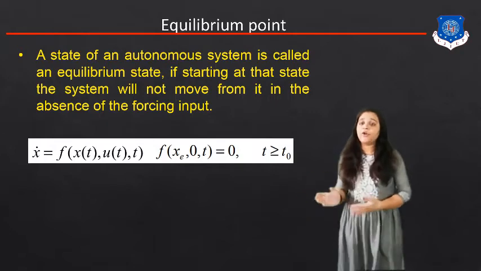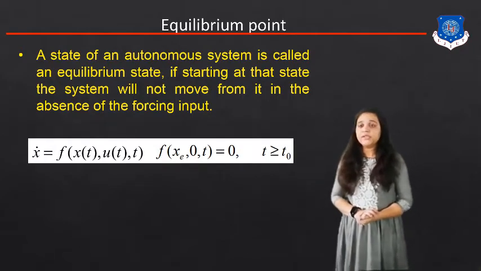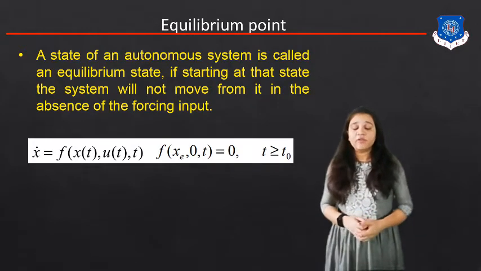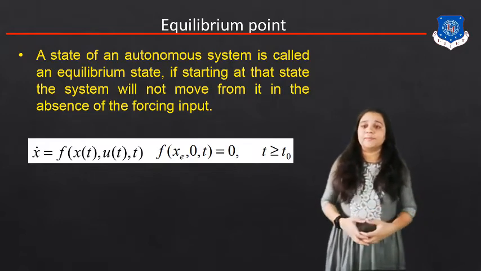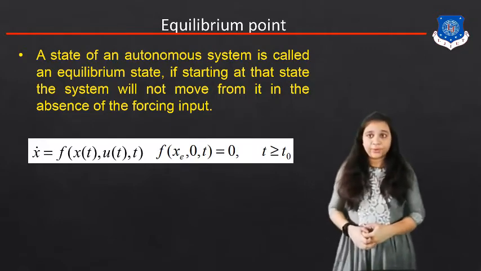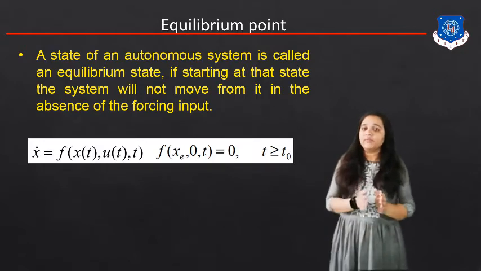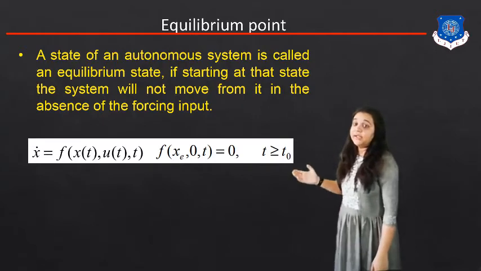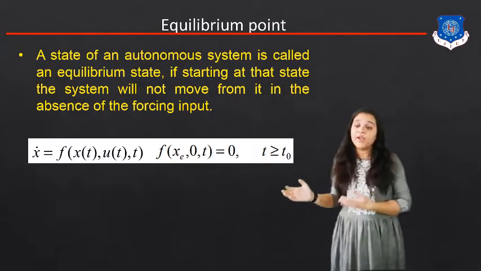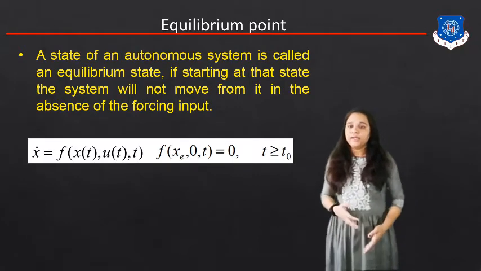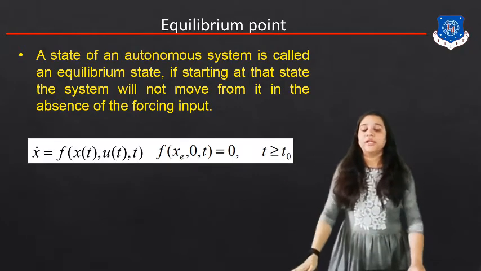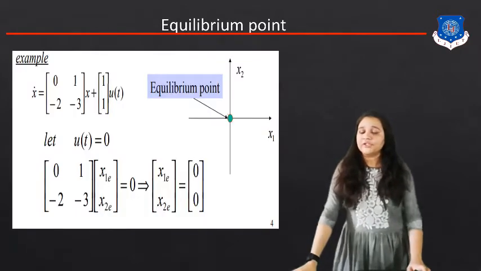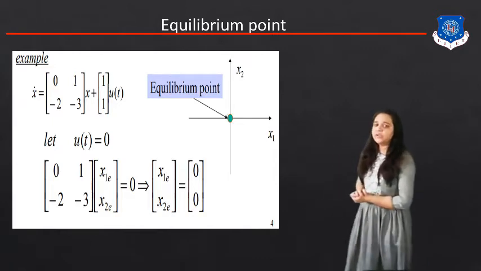A state of an autonomous system is an equilibrium state if, starting at that state, the system will not move from it in the absence of the forcing input. So we have to find the equilibrium point for this particular system, and the equation for the equilibrium point is x dot equal to f of x of t, u of t, t, and f of xe, 0, t is equal to 0, where t is greater than or equal to t0. Okay, so this is a simple example to find the equilibrium point.